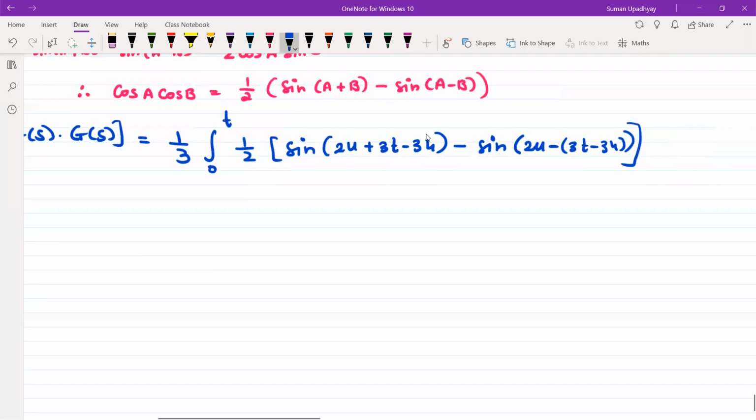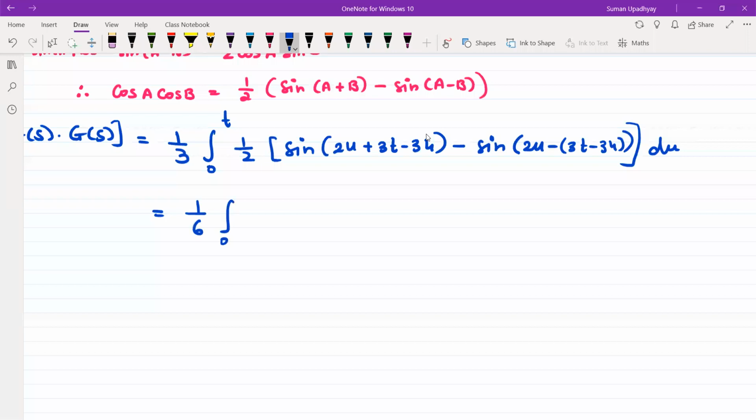All right, now we'll simplify it and then integrate, because integration of sine we all know. 1 upon 2, again we can take it out. So it will become 1 upon 6, integration from 0 to t. Solve it, kids. So it will become sine. Now 2u minus 3u is how much? 3t minus u. Correct. Minus sine. Now 2u minus 3t minus 3u, the minus minus will become plus, so 5u minus 3t will come.